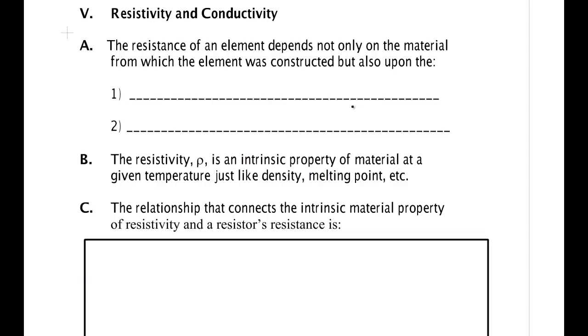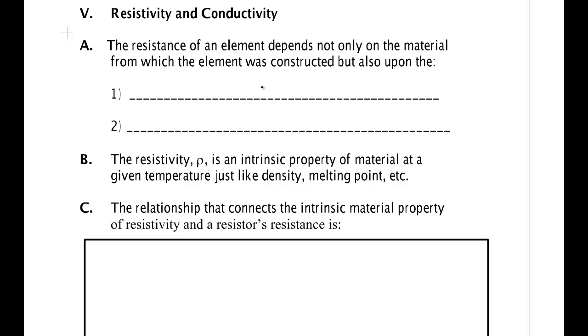In this video, we'll talk about resistivity and conductivity. The resistance of an element is an extensive property. As we've talked about previously, an extensive property is a property that depends on how much of something you have. For instance, mass is an extensive property. It makes no sense to say, what is the mass of carbon? You can ask, what is the density of carbon? That has a well-defined meaning. But the mass of carbon depends on how much carbon you have.